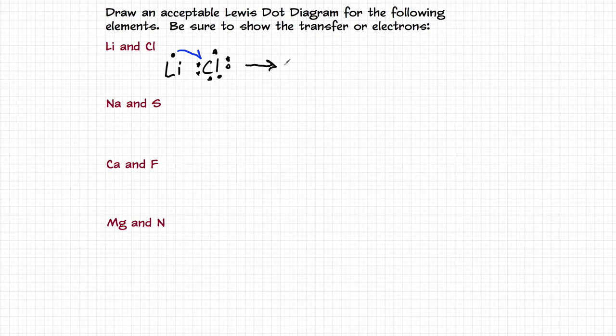And so when we're all done, we have lithium, which has lost one electron, so it now has a positive one charge, and chlorine with a complete octet, now with a negative one charge, because it has gained an electron. And this would be your final answer.